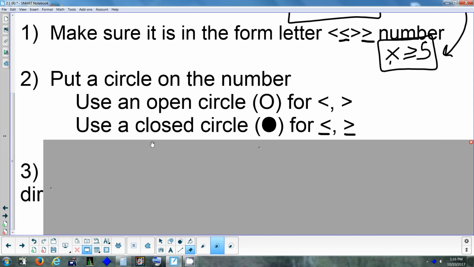I'll use a closed circle. I'll fill it in. So on your notes, guys, for the first blank, you want to write this: use an open circle. For the second blank, you want to use a closed circle. Because you guys have all these symbols, right? All the symbols are on there. So we want to use a closed circle.